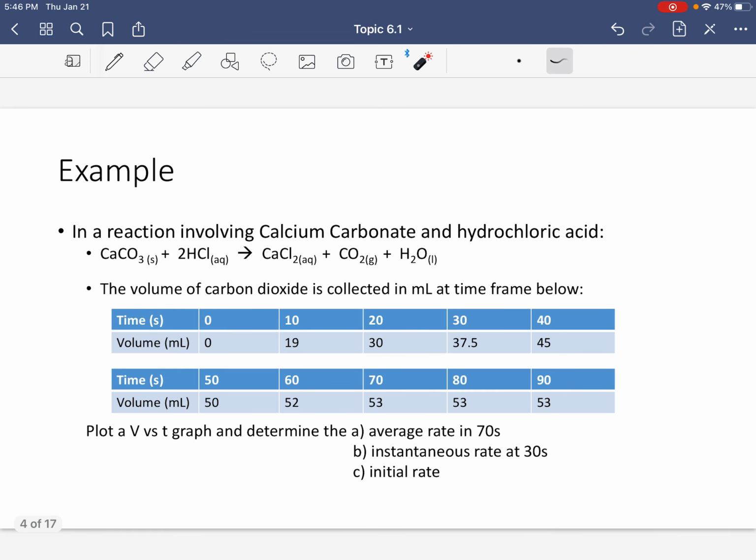Which brings me to a very nice example that I want you to do. So here's a reaction. This reaction involves reacting calcium carbonate. Here's your Chuck again. Seems like we can never get away from calcium carbonate. It seems like he's our best friend. And you're reacting it with hydrochloric acid.